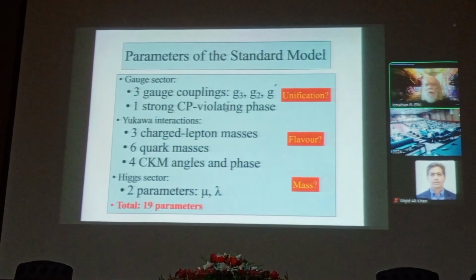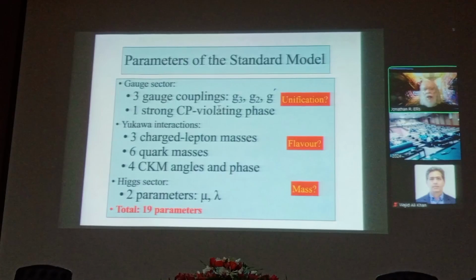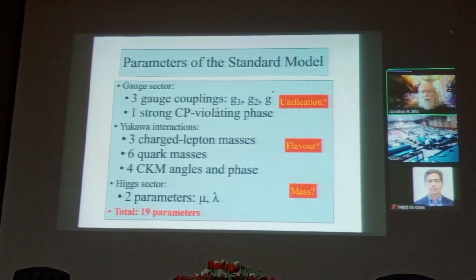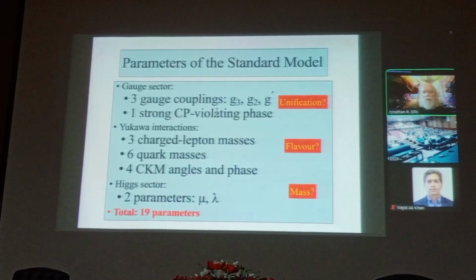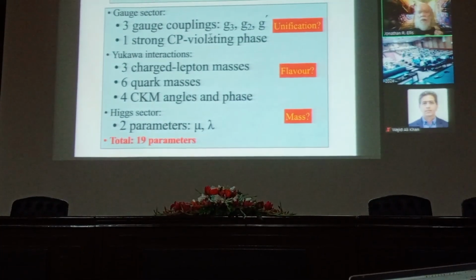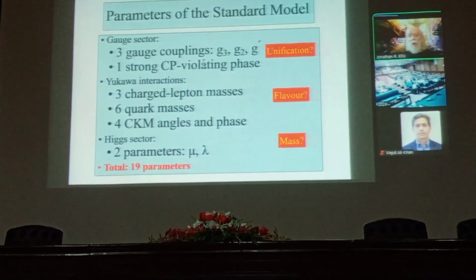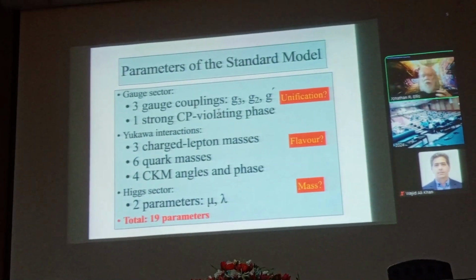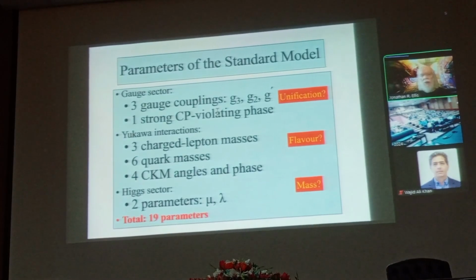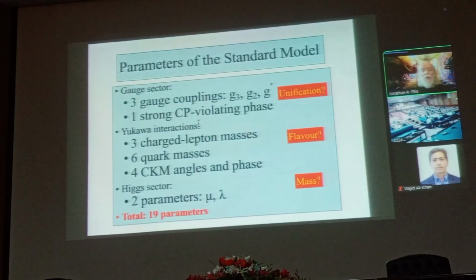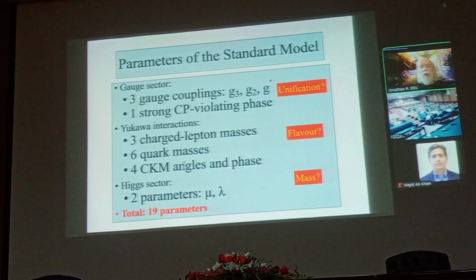So the standard model, as I wrote it on the previous slide, contains many parameters. It contains three gauge couplings, for the SU(3), SU(2), and U(1) gauge groups. There's also the CP violating phase that I won't go into. Those Yukawa interactions have many parameters. They need to describe the charged lepton masses, the quark masses, and the mixing between the quarks, which gives us the Cabibbo-Kobayashi-Maskawa angles and phase.